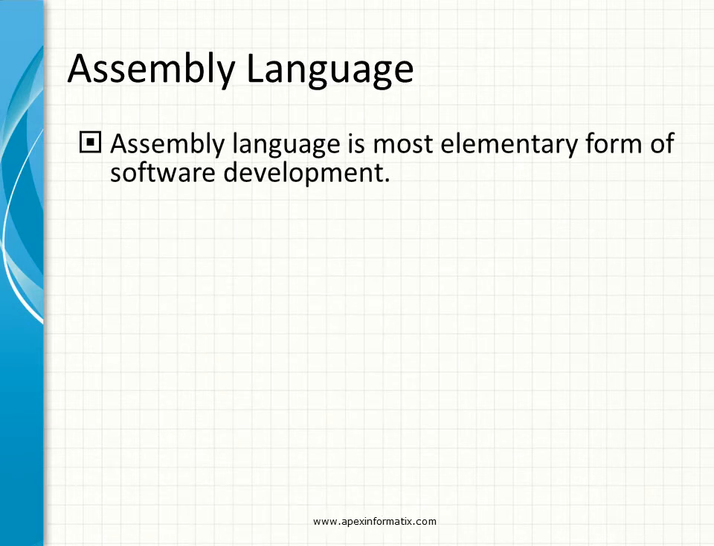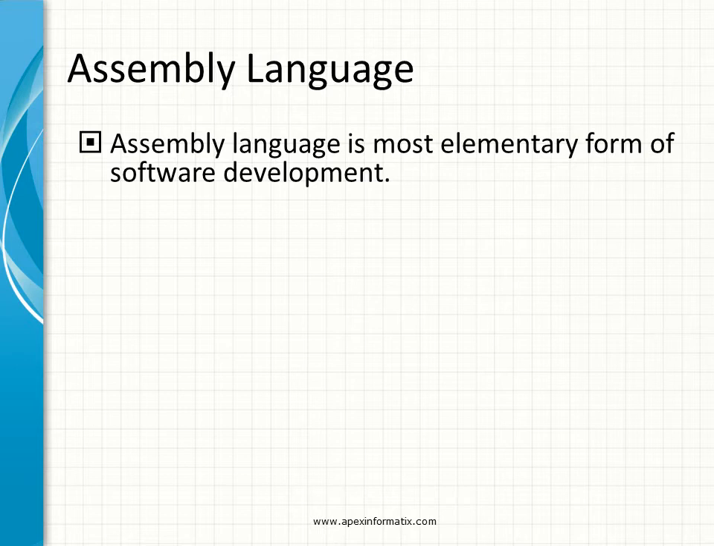Assembly language is the most basic or elementary form of software development language. It provided all the commands and syntax required by the programmer to communicate with the computer. So instead of binary code, programmers can now use this syntax.